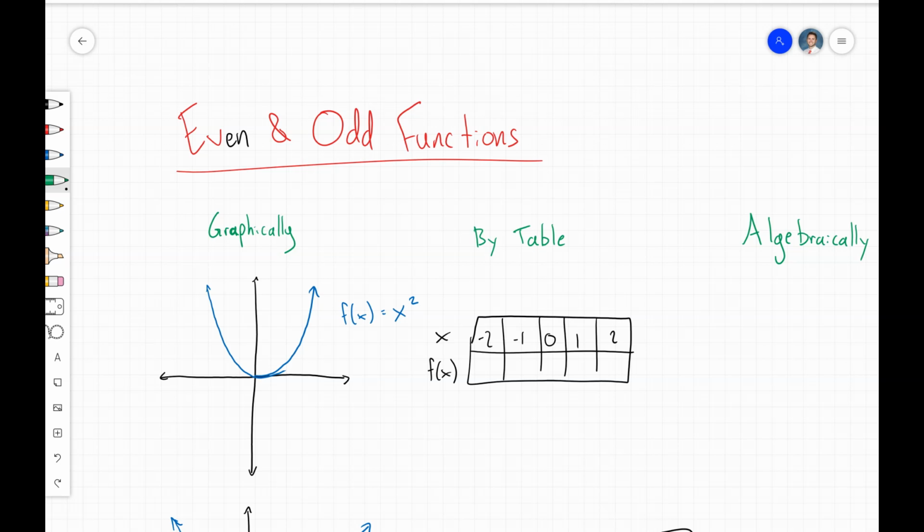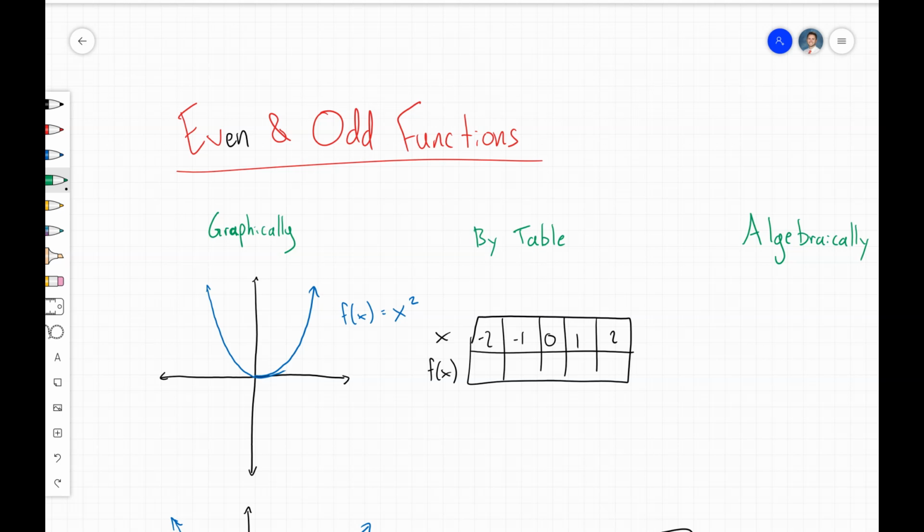So if we look at graphically, right, we know that an even function is going to be symmetric across our y-axis. So we can see, for example, this graph of f of x equals x squared. We can see the symmetry here. Our axis of symmetry is x equals 0, and so we can see that that is an even function.